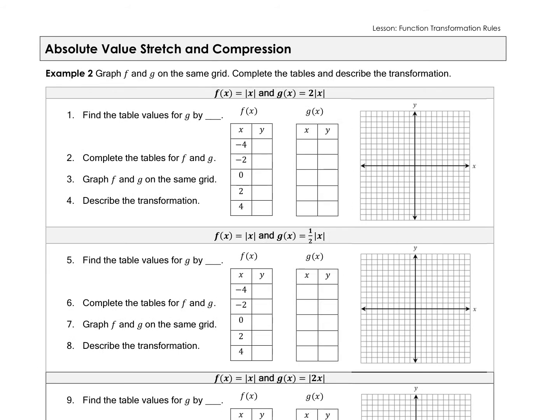Our next example, we have still our parent function, absolute value of x, but now we're going to put a 2 in front of our absolute value of x. So if that happens, what you're going to be doing to find the table values for g is you will be multiplying the y values by 2.